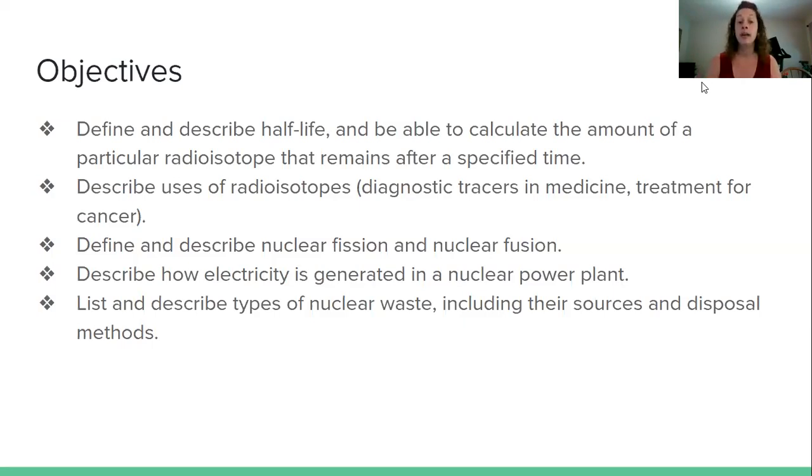We're going to look at radioisotopes and their uses. We did a little bit of that last week. We're going to define and describe nuclear fission and nuclear fusion. We're going to describe how electricity is generated in a nuclear power plant. And we're going to end with types of nuclear waste and their sources and disposal methods.